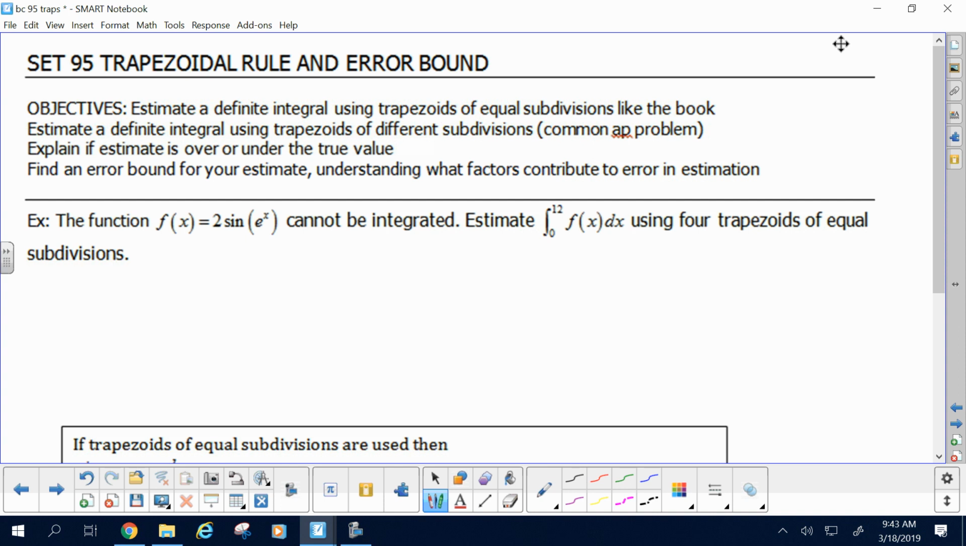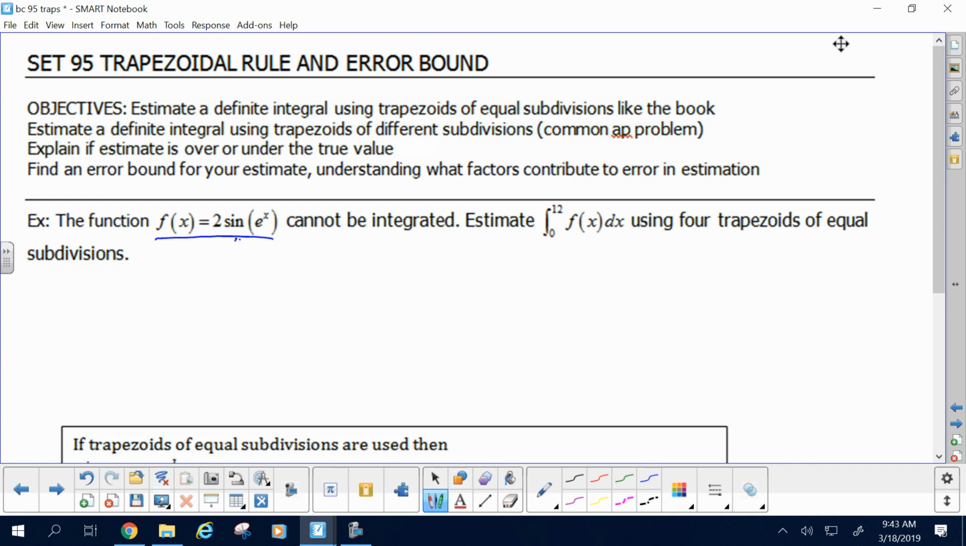Trapezoids are used to approximate area under a curve. First, why approximate at all? Well, not everything can be integrated. If I try to find the antiderivative of that, if I try to find what function has that as a derivative, you could try all day and you will never find it. There is no function that has that as a derivative. Not everything can be integrated.